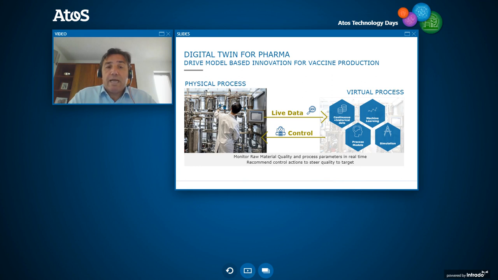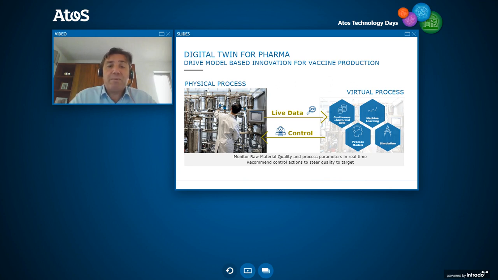The good thing is that the virtual process and the real process are closely integrated and have a reason for existence. One of the big benefits that we and our customer also see in this process is that we can reduce substantially the number of physical experiments that need to be done in the laboratory, as we can replace them with virtual experiments.